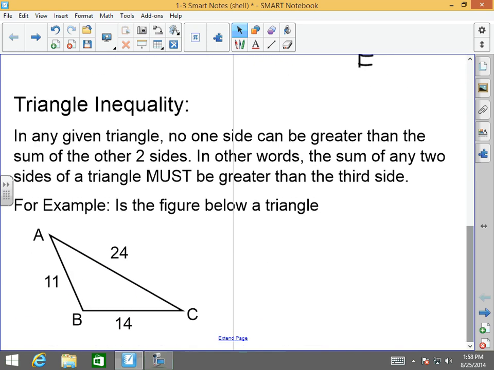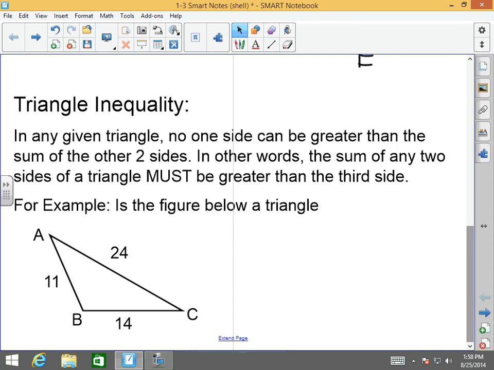Triangle inequality. Huge in this class. Huge on the SAT, I promise you. In any given triangle, no one side can be greater than the sum of the other 2 sides. Let's repeat that again. In any given triangle, no one side can be greater than the sum of the other 2 sides. In other words, the sum of any 2 sides of a triangle must be greater than the 3rd side. If that does not occur, then it is not a triangle, period.